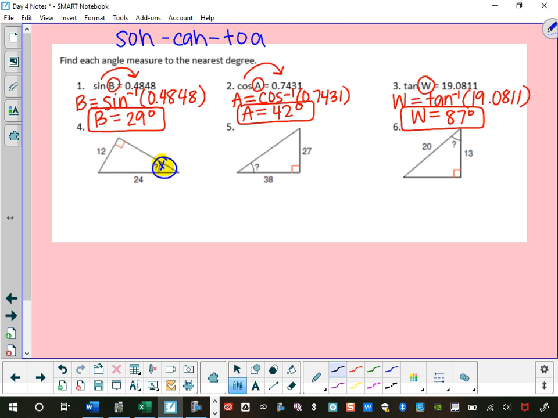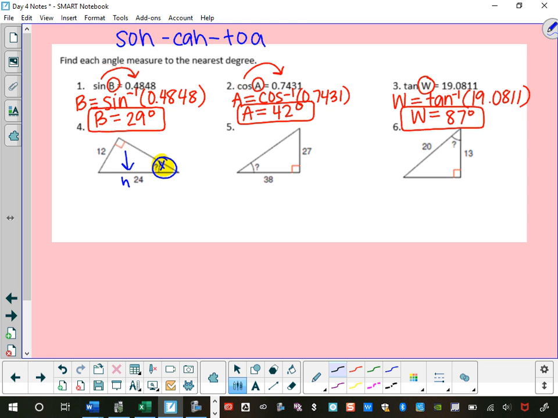All right, let's look at these numbers. 12, is that my opposite, my adjacent, or my hypotenuse? All right, well, let's start with the hypotenuse. Do we have a hypotenuse here? Oh, yeah, the 24, right? This is my hypotenuse, it's right across from the right angle. It's always your hypotenuse. So now 12 can either be opposite or adjacent.